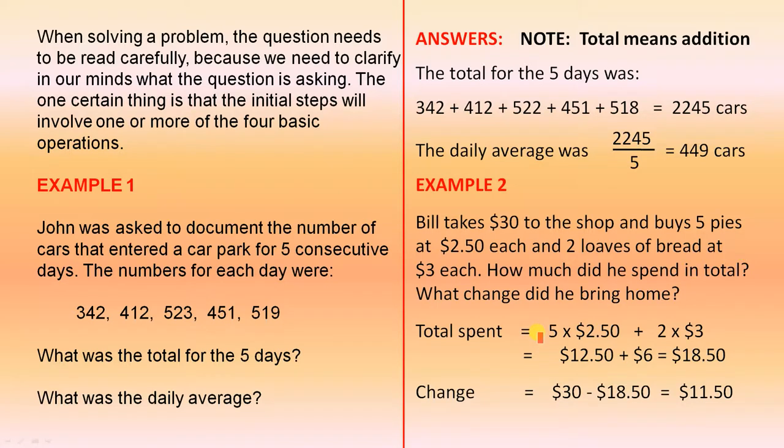So the total spent, now if he bought 5 pies, each of them cost $2.50, that's 5 times $2.50. So that's our multiplication. If he bought 2 loaves of bread and each of them cost $3, that's 2 times 3. 5 times 2.50 is $12.50. 2 times 3 is 6. $12.50 plus $6 is $18.50. So that was the total amount of money that he spent. His change, $30 take away $18.50 gives you $11.50. So that's his change.